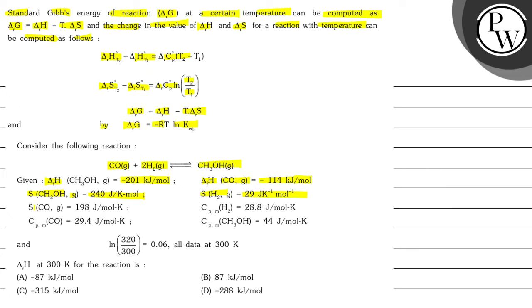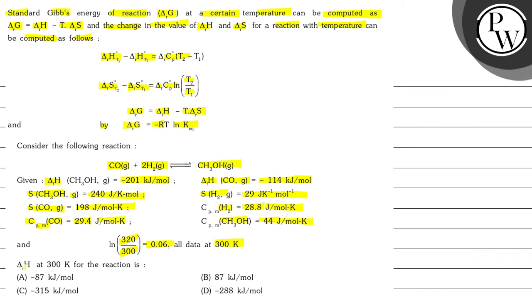The entropy for carbon monoxide gaseous is equals to 198 joule per Kelvin per mole, and the molar heat capacity at constant pressure for H2 is 28.8 joule per mole per Kelvin. And molar heat capacity for carbon monoxide at constant pressure is 29.4 joule per Kelvin per mole, and molar heat capacity at constant pressure for CH3OH is 44 joule per Kelvin per mole. And ln(320/300) equals 0.06, all data at 300 Kelvin.